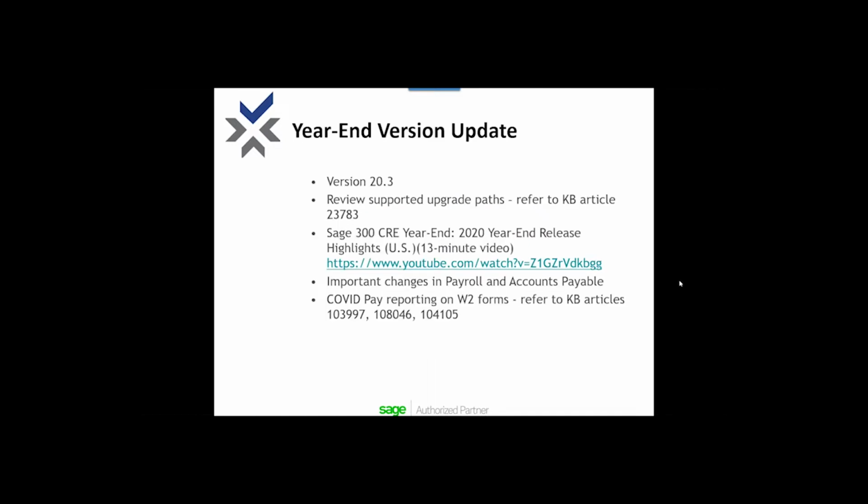All right. The year-end version update. If you're not already aware, Sage released a year-end version 20.3 on December 14th. They were a little late getting it out, so everybody's been kind of scrambling. You do not have to have the year-end update installed in order to run payroll in 2021. We're in a new year. Happy New Year, by the way. You do not have to have it installed.